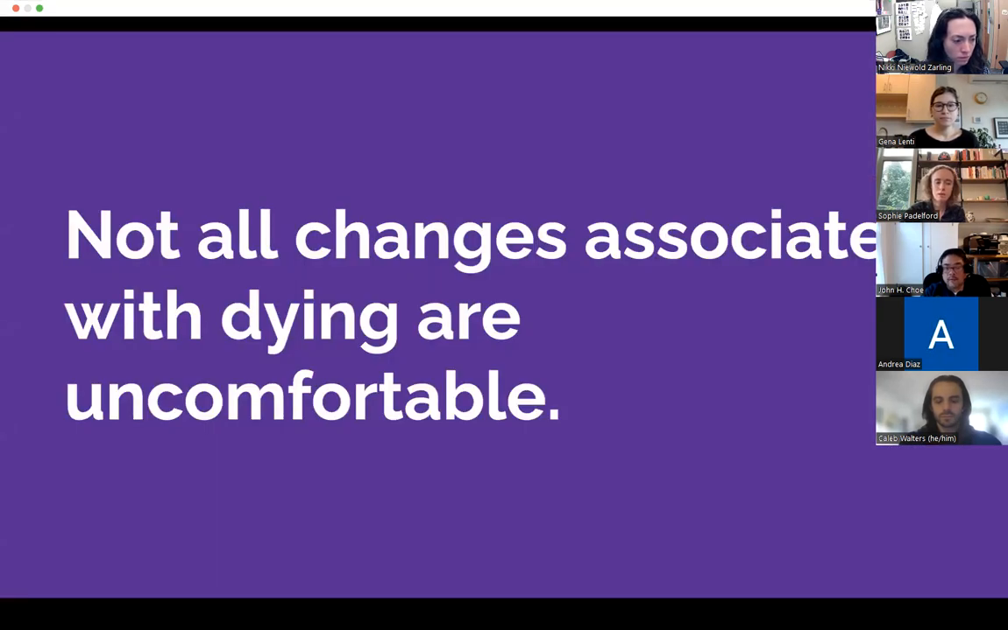My big take-home point is that there's a lot of weird stuff that happens when people are about to die. A lot of it the patient might not have experienced before, and the family might not have experienced before. It's not all uncomfortable. So being able to walk the family through what changes we anticipate seeing is important.